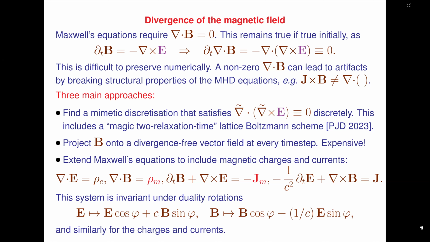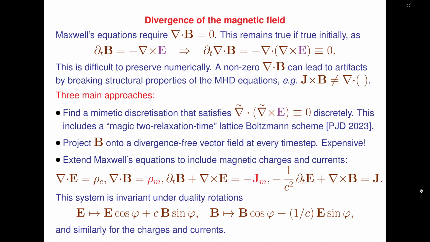So there are 3 main ways that you can try and fix this numerically. One is you can pick a discretization so that the discrete divergence of the discrete curl is still identically 0. And I've recently found that a particular kind of magic 2 relaxation time lattice-Boltzmann scheme has this property, so that this holds exactly. If you start off with a discretely divergence-free magnetic field, it stays discretely divergence-free. Another thing that people have done is to say, well, we could just project B onto divergence-free vector fields every time step.